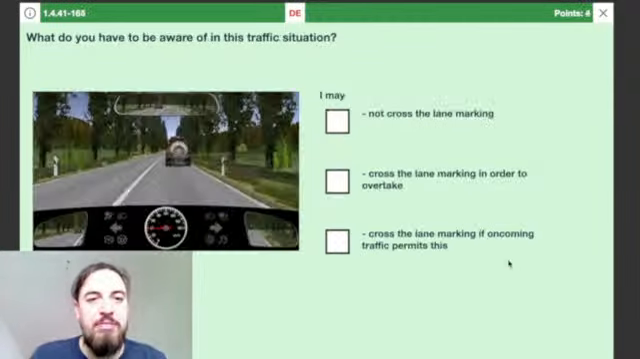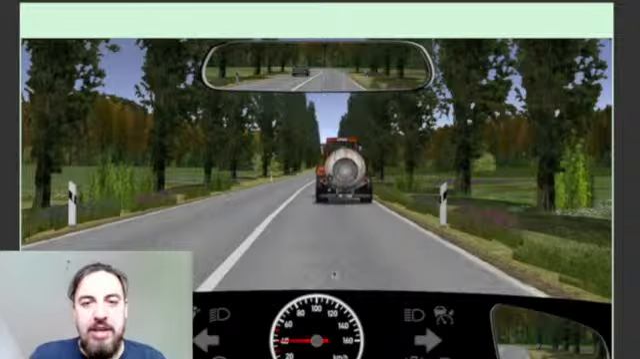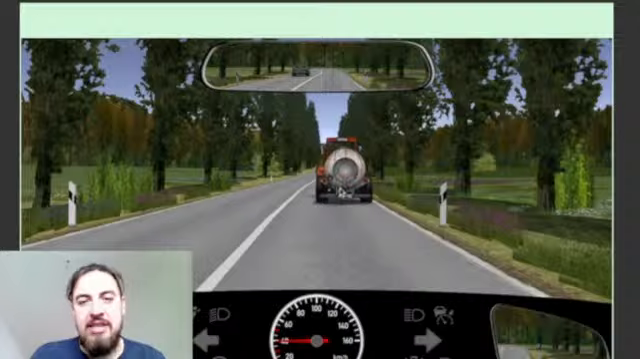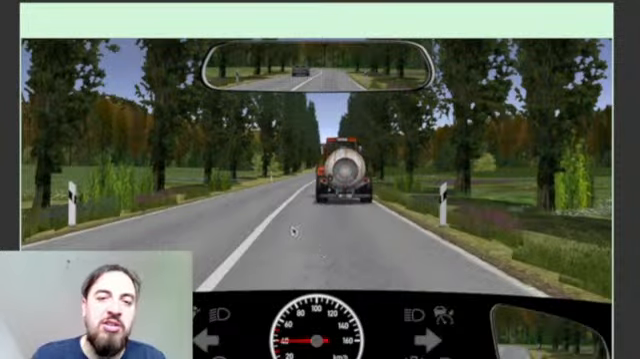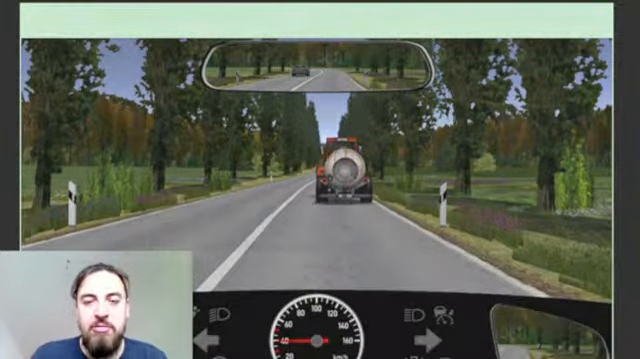What do you have to be aware of in this traffic situation? Right, let's have a look. We are on a road with 40 kilometers per hour, and yes, there is a truck in front of us, or not a truck, a tractor. And the important thing is that we have a continuous line, so we are not supposed to overtake him, even if he's really, really slow.